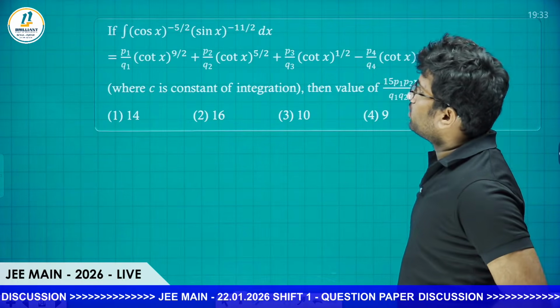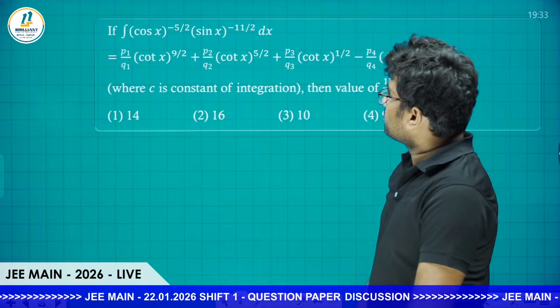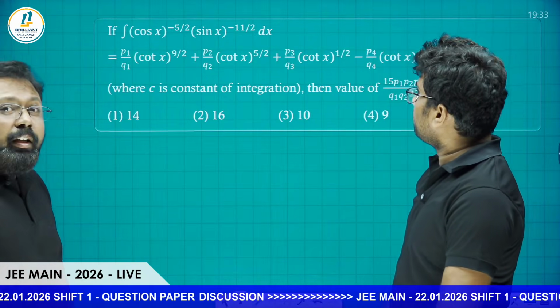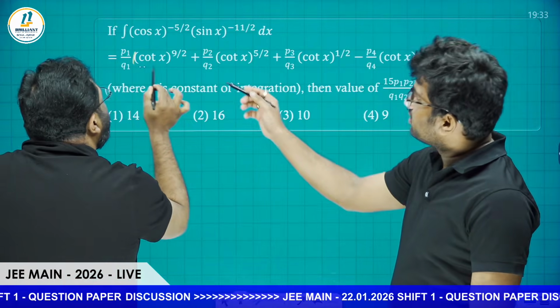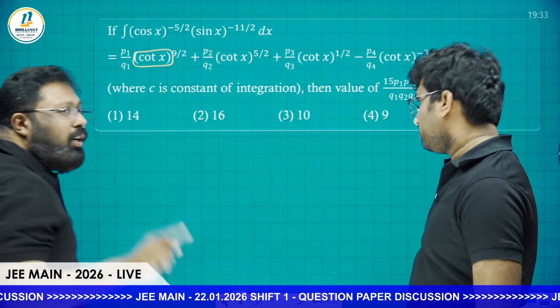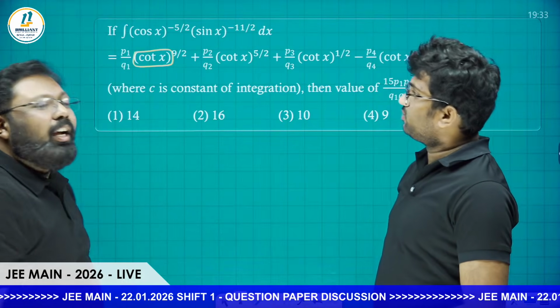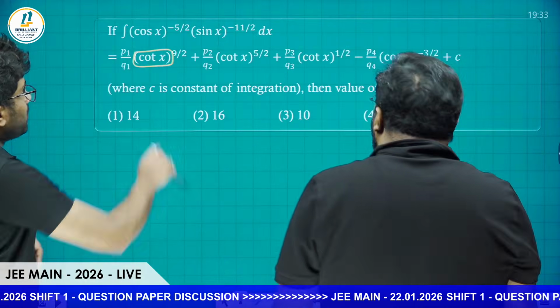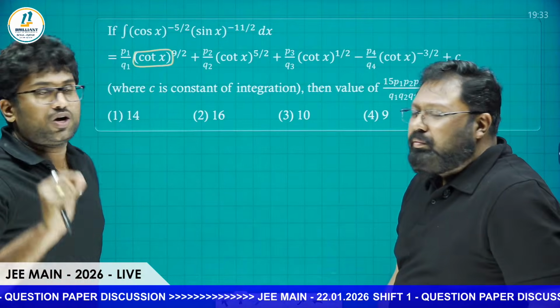Integral of cos x whole power minus 5 by 2 into sin x whole power minus 11 by 2. Here you should be very careful. You want the answer in terms of cot x. That is the most important thing. So we have to express the given expression in terms of cot x.